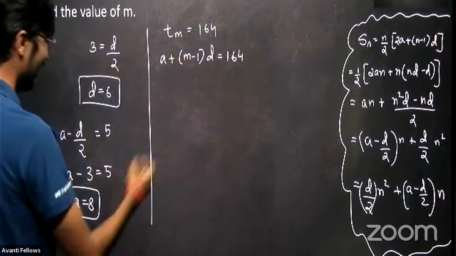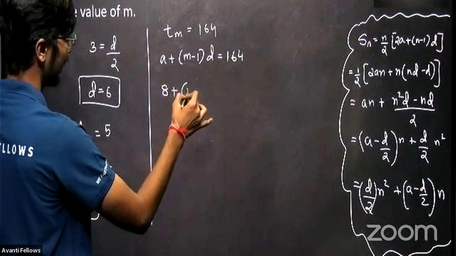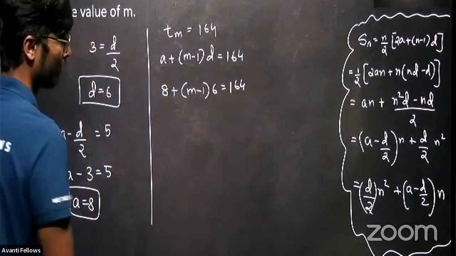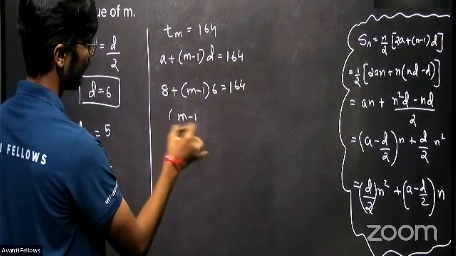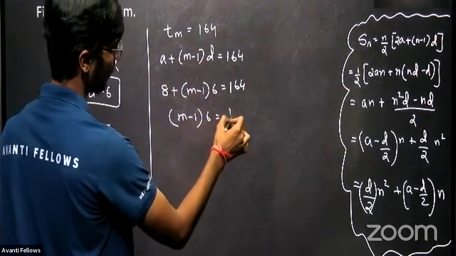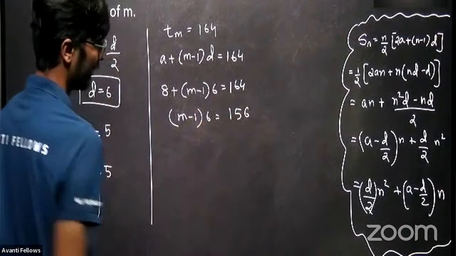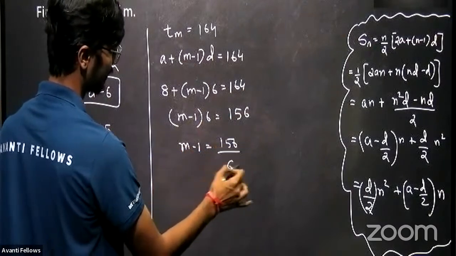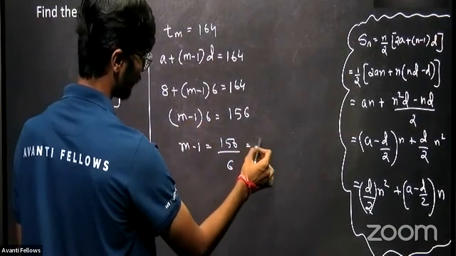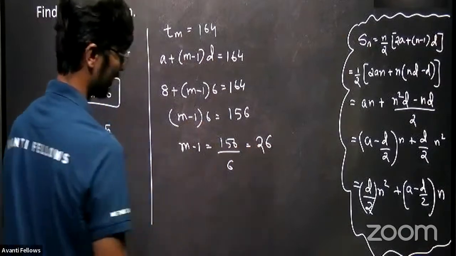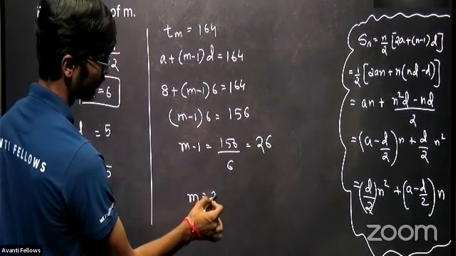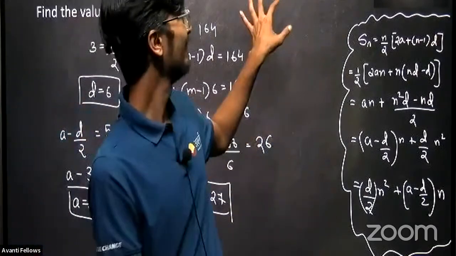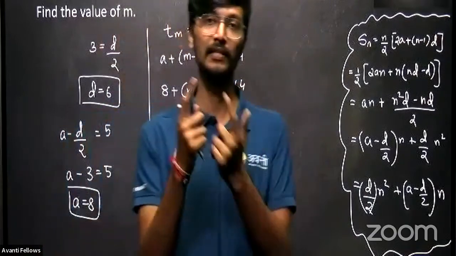Let's substitute the values of a and d. So 8 plus m minus 1 into 6 equals 164. So m minus 1 into 6 will be equal to 156, right? So m minus 1 will be equal to 156 by 6. If I cancel it, 6 twelves are 72, 6 twenty-sixes are 156, so I'll get 26. That means m is equal to 27. So which term is it? It is the 27th term of the AP that is 164.